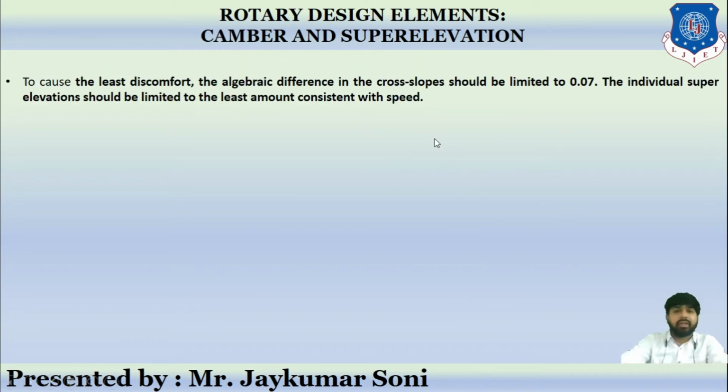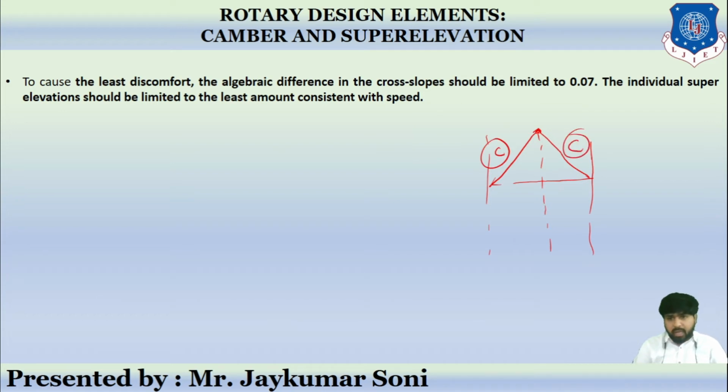Then comes the criteria of camber and superelevation. Let us revise what is the meaning of camber. Camber means cross slope. If this is the road, this is the center line of road. So from the crown of the road to the extreme edge, this is called as camber. And with respect to this line, this is the cross slope. So sometimes camber is also called as cross slope.